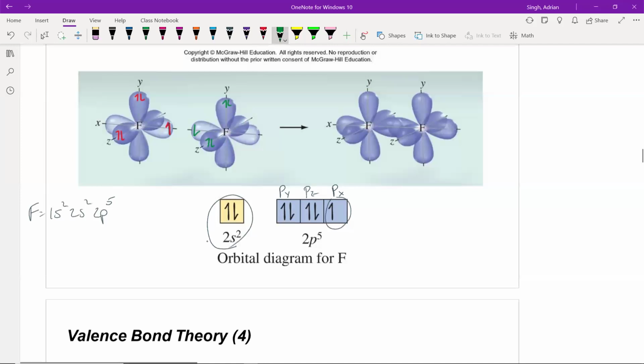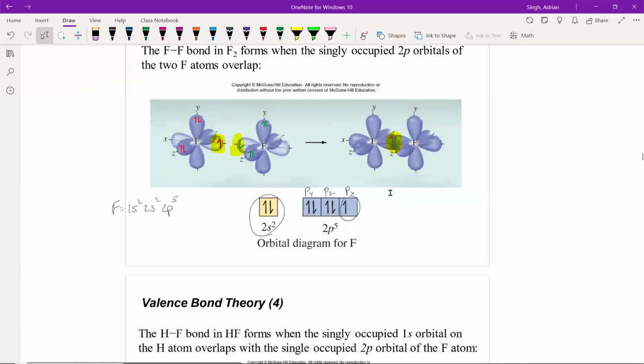So when these two p orbitals overlap with each other, we bring these closer together. This is the overlapping region right here. Well, guess what? We have both of these electrons now that are going to be in that overlapping space, in that overlapping region, and that's what the covalent bond is going to be according to valence bond theory. Okay, overlapping of orbitals is what valence bond theory involves.